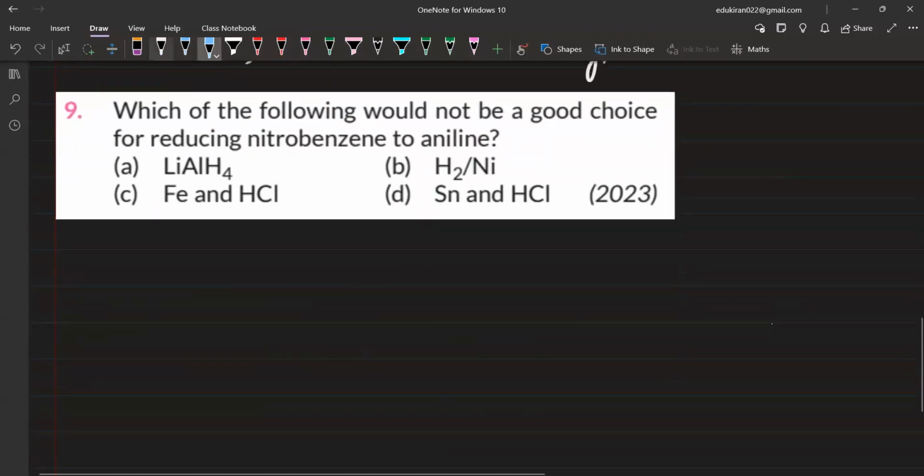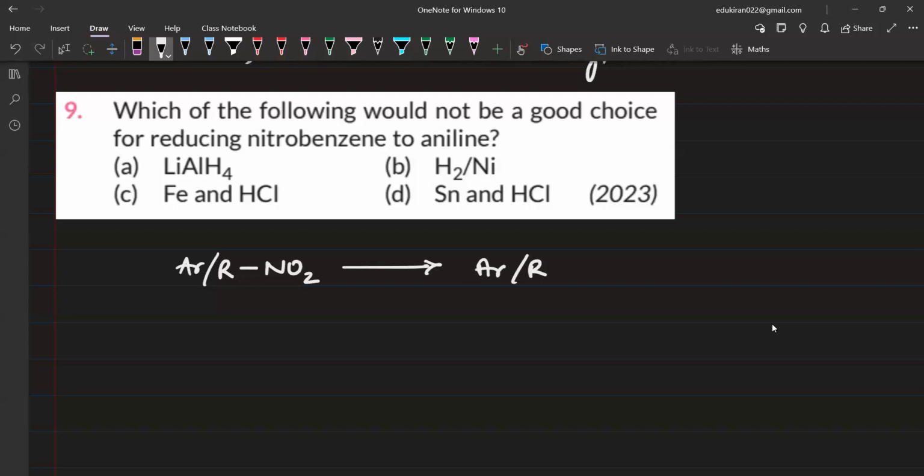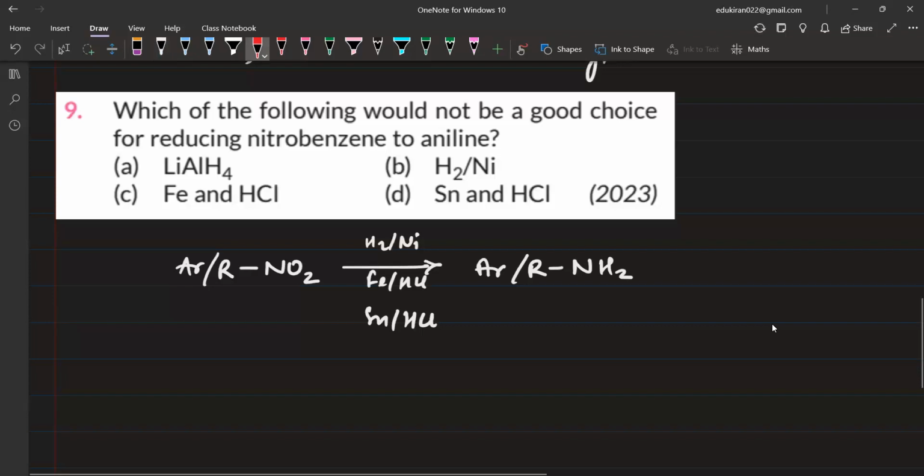From nitrobenzene where do we go? Aniline, right? So we have aryl, or you can have alkyl nitroalkanes, and you can convert it to aryl or alkyl just connected with NH2. Aromatic or aliphatic nitro compounds can be converted to alkyl or aryl amines. And what are the reagents we use? We can use here H2 in the presence of nickel. We can use Fe and HCl, and we can use Sn and HCl. But we don't use a reducing agent, that is lithium aluminium hydride. This agent is not used.